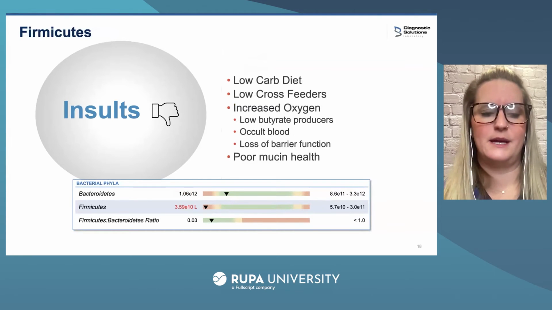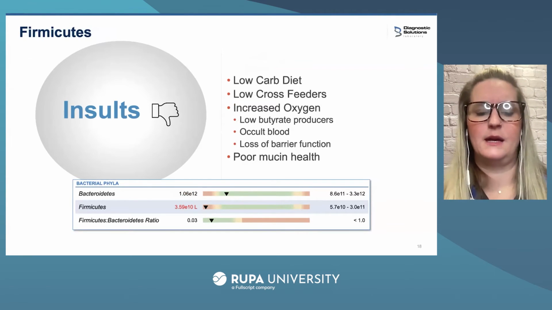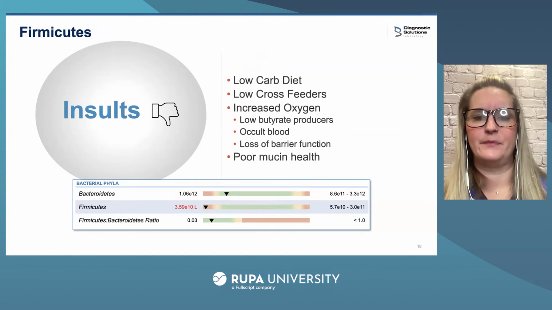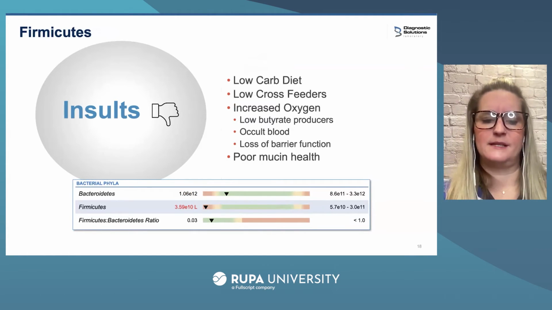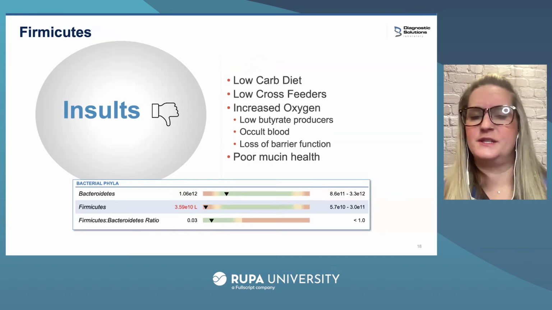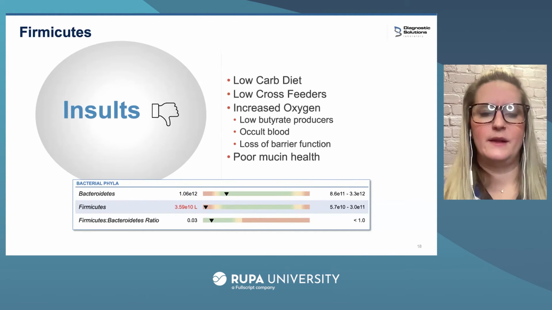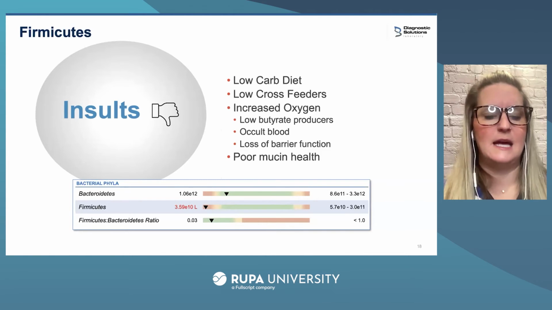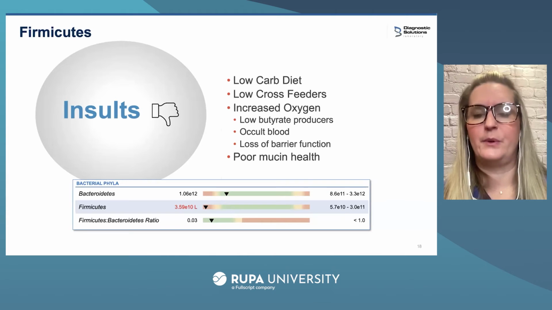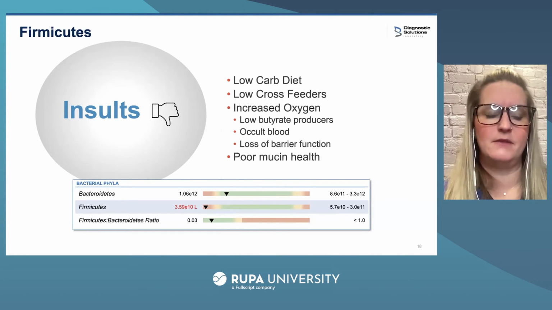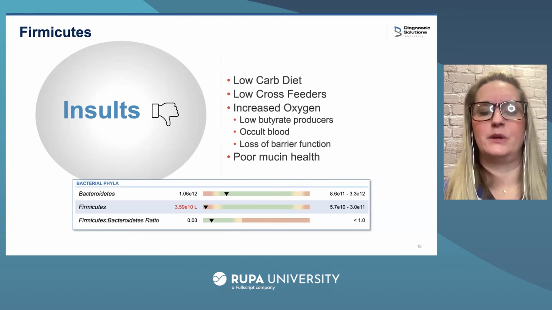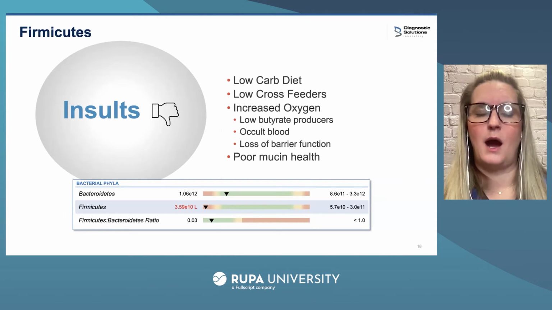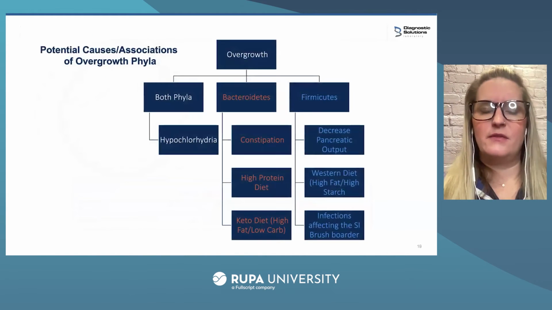Low carbohydrate diet. Remember, it thrives on carbohydrates. So it really wants those fermentable carbs and fiber. Cross feeders: if a cross feeder is metabolizing byproducts produced by other microbes, that's not going to work. Increased oxygen, same concept as Bacteroides. So we're having too much oxygen, low butyrate, blood, and loss of barrier and mucin function. Same exact thing. It creates an inhospitable environment for them to produce, to maintain, to thrive, to not get crowded out and be able to thrive in that environment. So that's if it's undergrown.